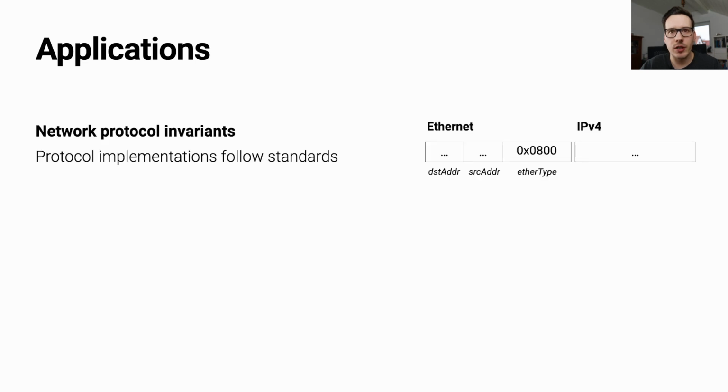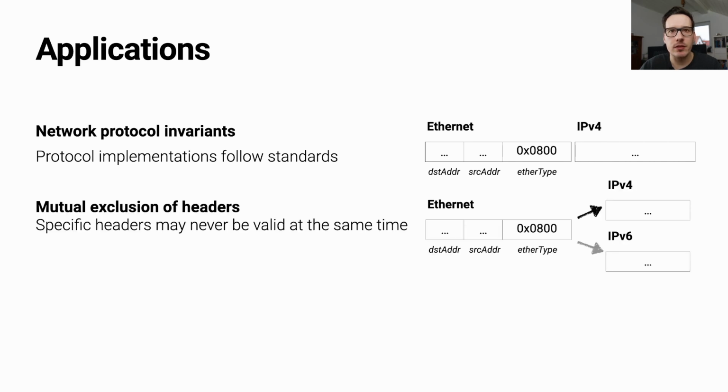Our type system is capable of expressing a wide range of interesting properties. We can express invariants on network protocols, for example check that the implementations follow specifications. We can check that certain headers are not valid at the same time. For example, a network packet will never be an IPv4 and an IPv6 packet at the same time.